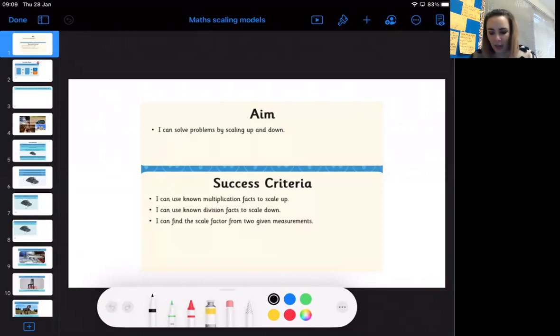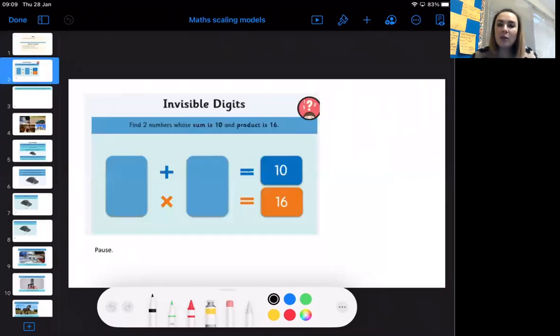Let's have a look at this together. If you get yourself a pen and a piece of paper, what I would like you to do to start with is to find 2 numbers whose sum is 10. That means whose numbers added together equals 10. And also their product is 16. That means when they're multiplied together, they equal 16. You might want to use trial and error and think about your number bonds to 10 to work this out. Pause the video now and have a go at working this out.